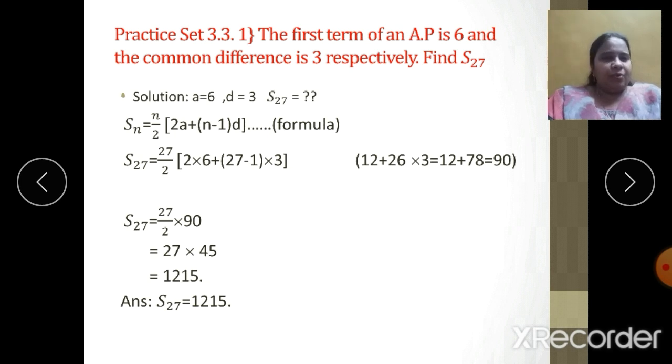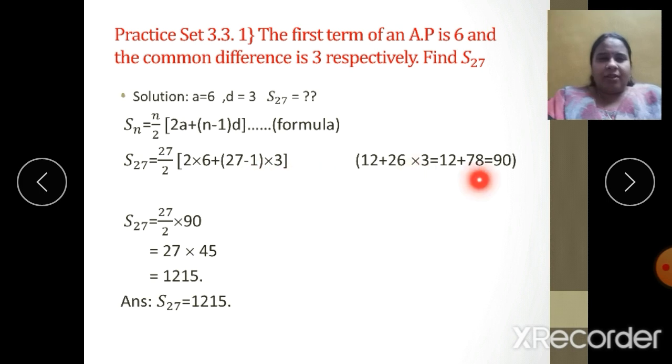Right? The formula I have told you just now: Sn is equal to n upon 2, 2a plus n minus 1 into d. Put this formula in a box. Even in the file and exam, have the habit of writing all the steps. Wherever possible, put the formulas in a box. Okay. Now substitution. What are the values that we know? We know n is 27 because I want S27. So in place of n, I will write 27 upon 2, 2 as it is. a is 6. Then n is again 27 minus 1. d is 3. So that is substituted.